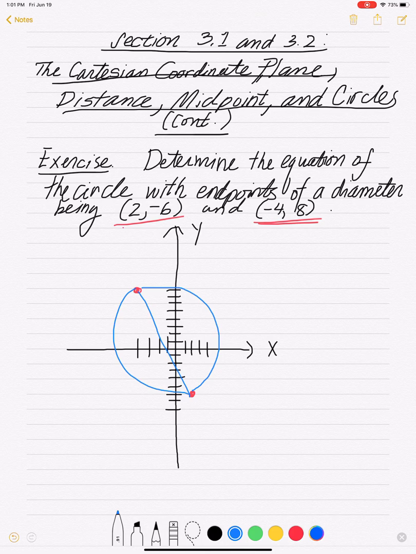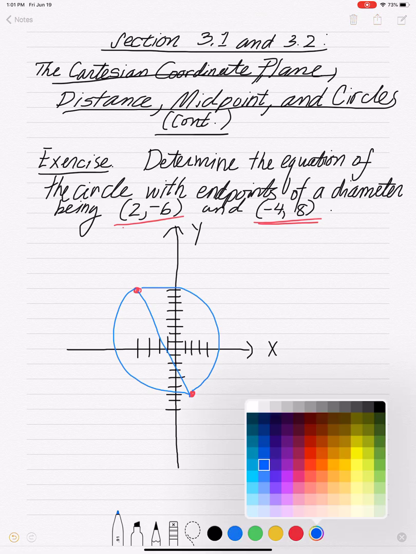So how are we going to find the equation of that circle? Well, remember, to find the equation of a circle, you need two things. You need a center and a radius. Do we have those things? No, we don't have a center, and we don't have a radius. So the first thing we're going to do is find a center. I'm going to use purple for the center.